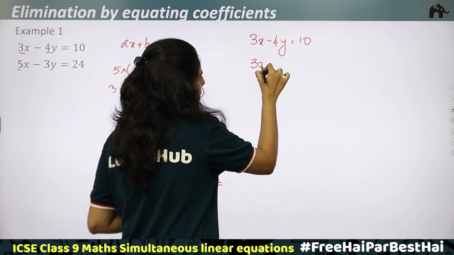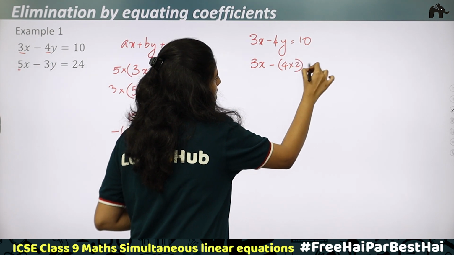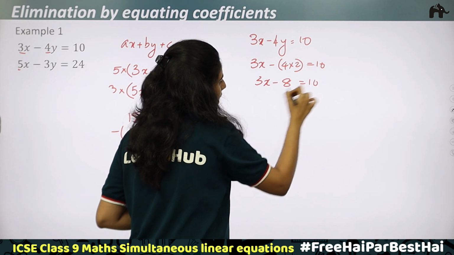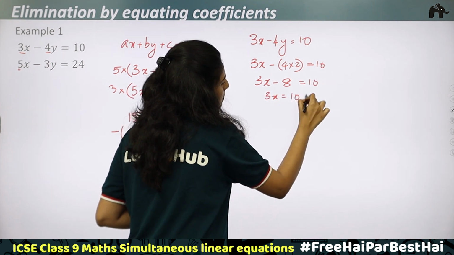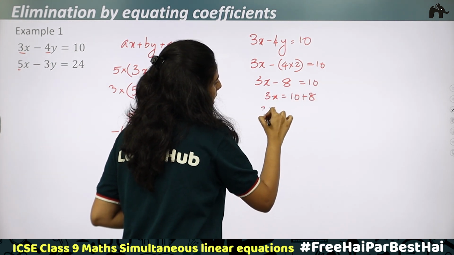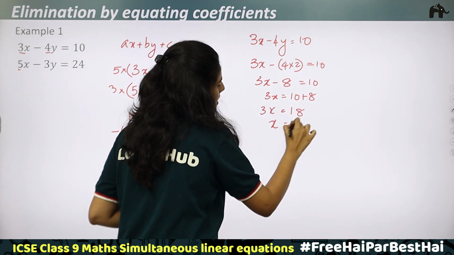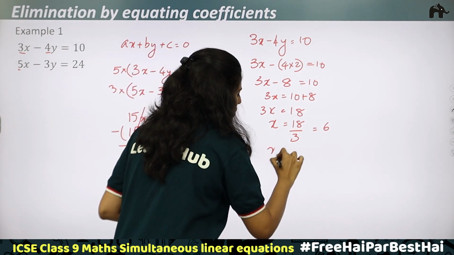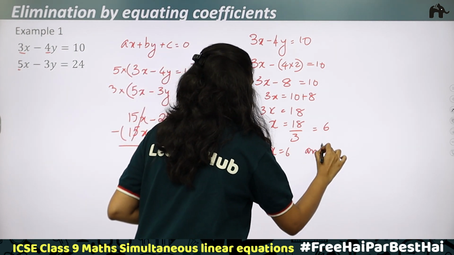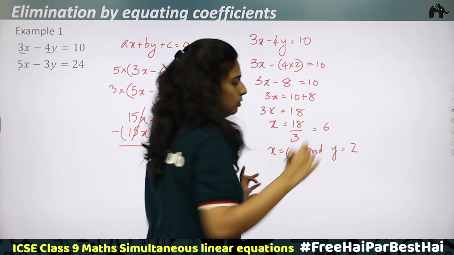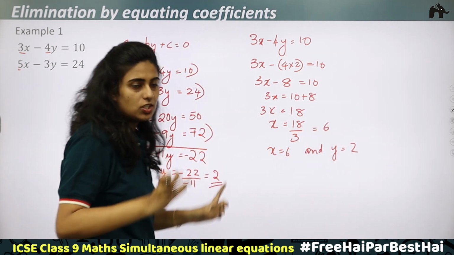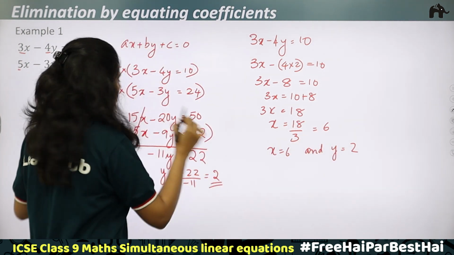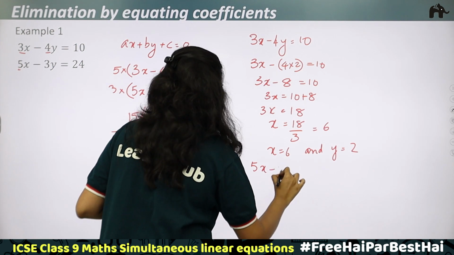So 3x minus 4 into 2, that is 8, is equal to 10. 3x is equal to 10 plus 8, so 3x is equal to 18 and x is equal to 18 by 3, which is 6. So you got x value equal to 6 and y value equal to 2. For confirmation or verification, you can substitute these x and y values in either the first equation or the second equation. When you take the second equation, 5x minus 3y.